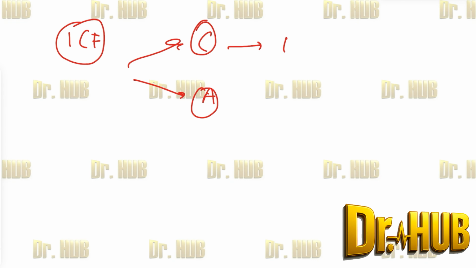Then looking at the major cation and anion, the major cation and anion in case of ECF was Na and then Cl, and in case of ICF, the major cation being potassium and the major anion is going to be the phosphate.